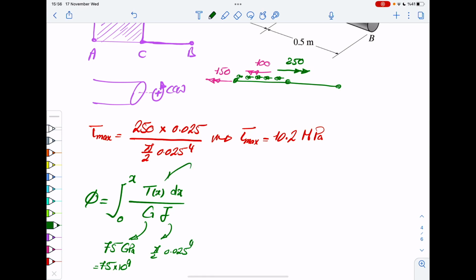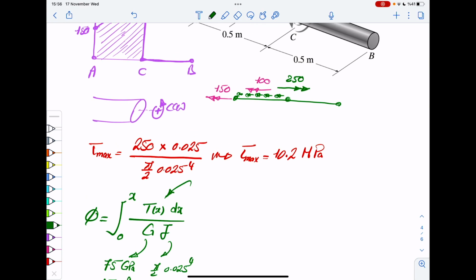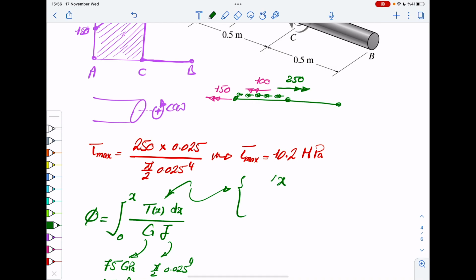And t has two parts, okay? So for this integral, we need to think of two sides: if x is between 0 and 0.5, and x is between 0.5 and 1. So here, t is simply 0. We can see it up here. So between C and B, t is 0, so there is no change of angle.